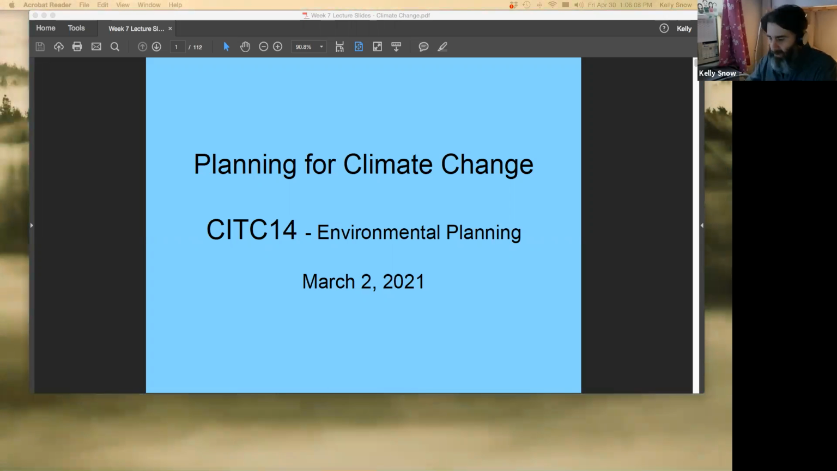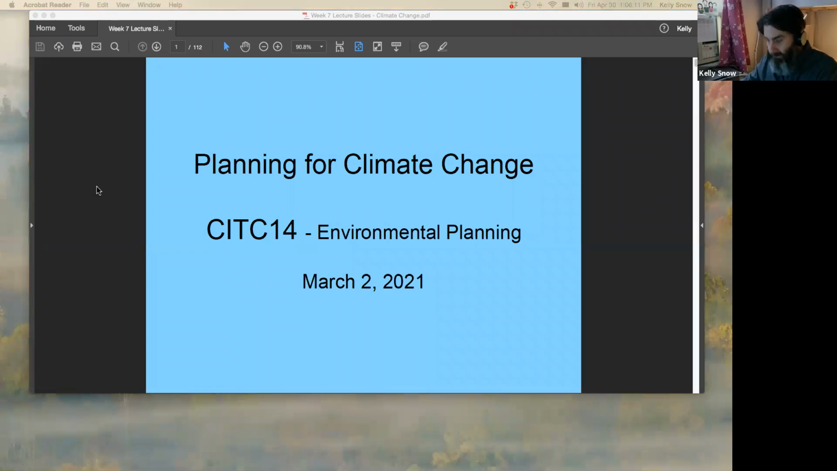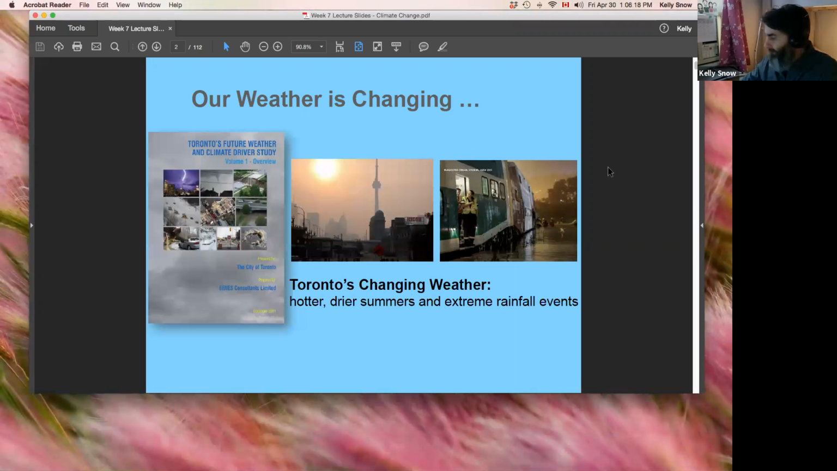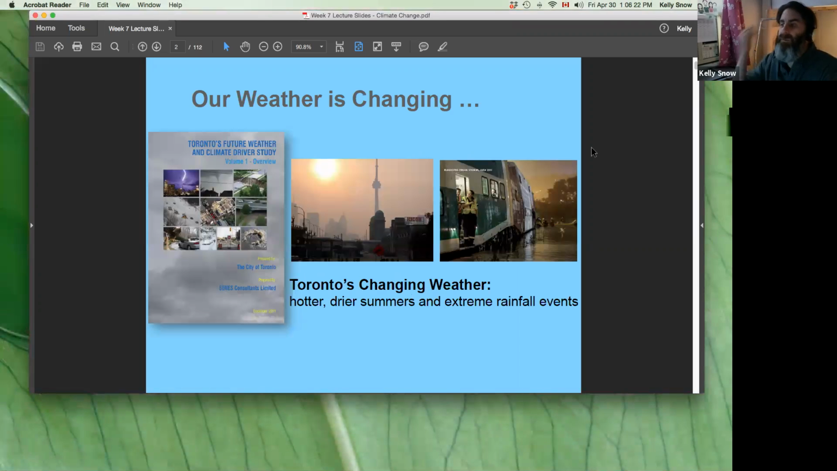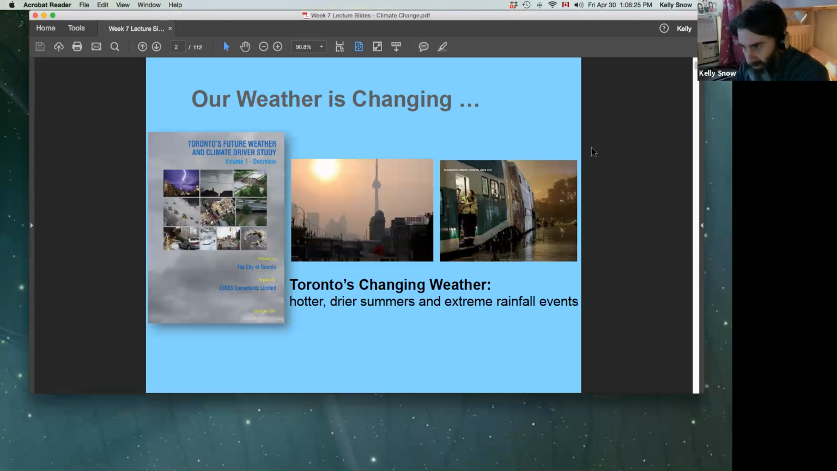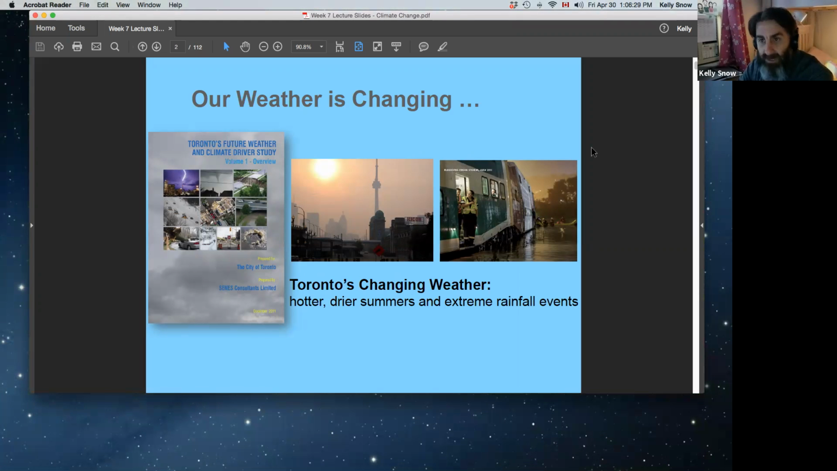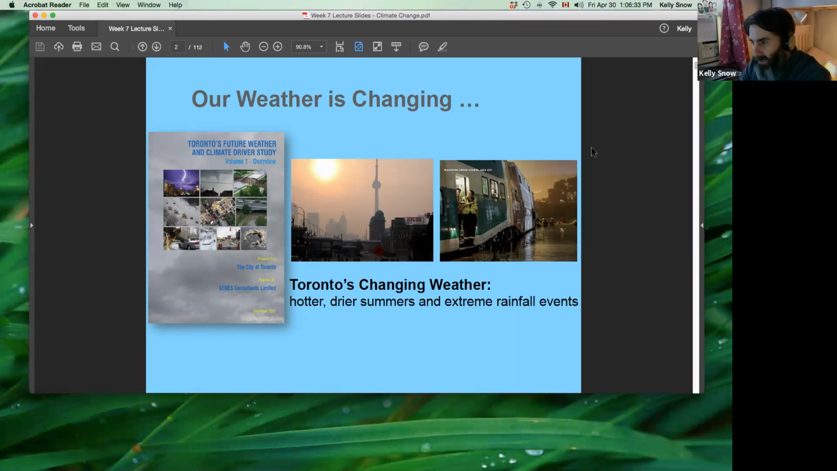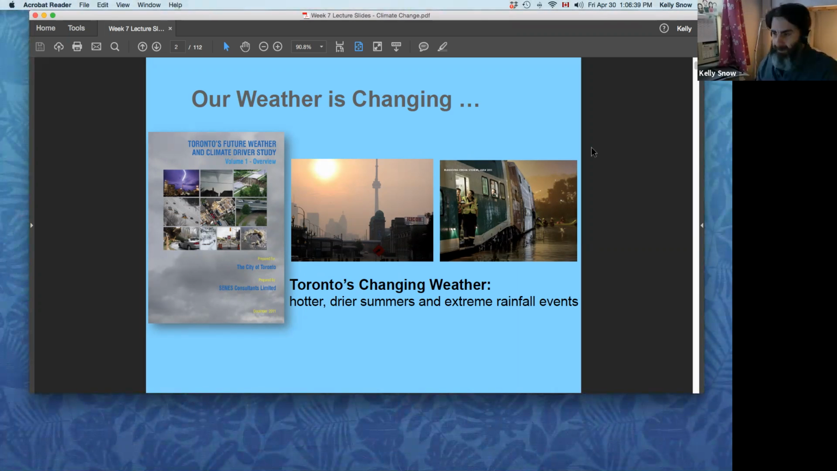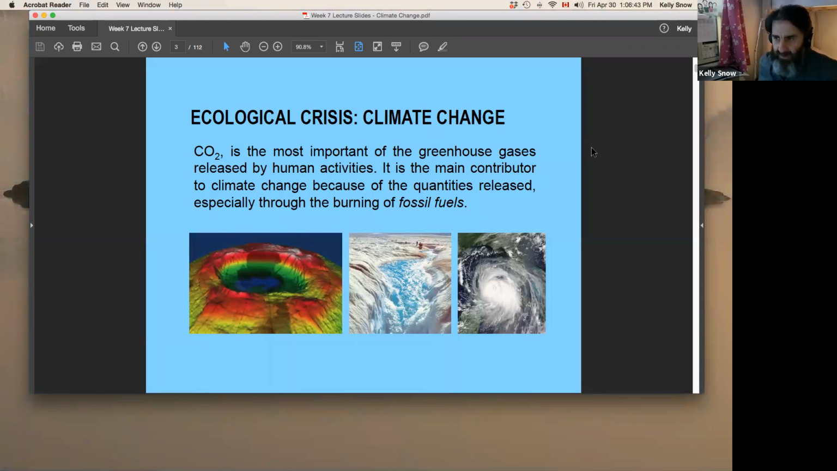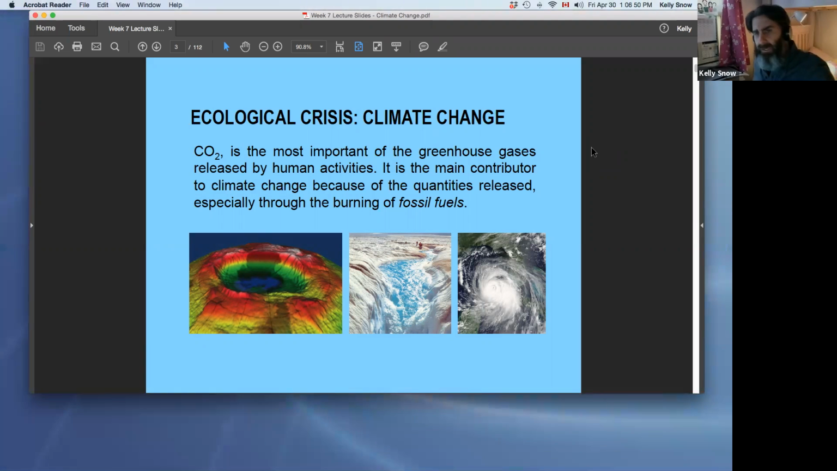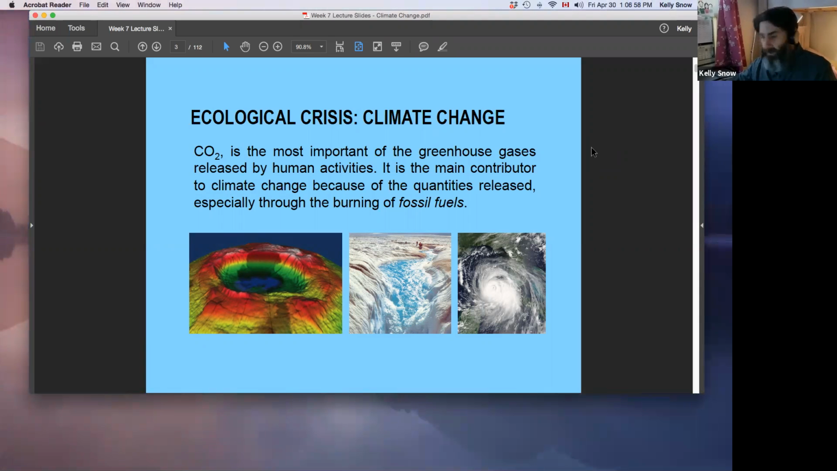Now, as many of you are aware, our weather is changing. And how is this going to be affecting Toronto? Well, we can expect in summary hotter, drier summers and extreme rainfall events. I'm going to get to exactly how it's playing out thus far. Basically, we're talking about climate change due to the release of greenhouse gases, or CO2, by human activities. That's the important thing. These are human-generated activities, primarily through the use and burning of fossil fuels.